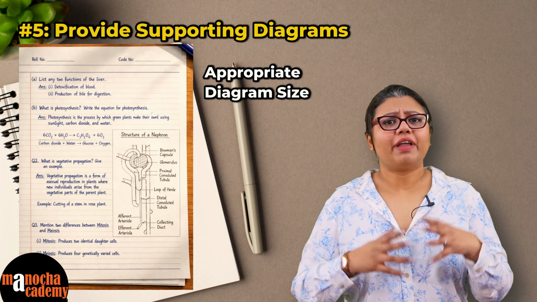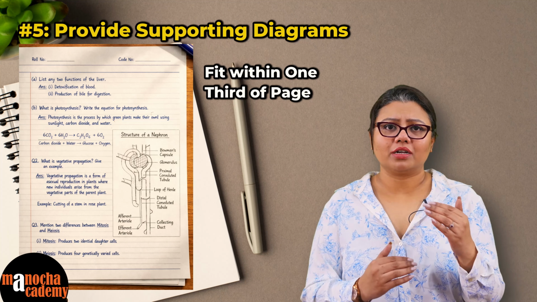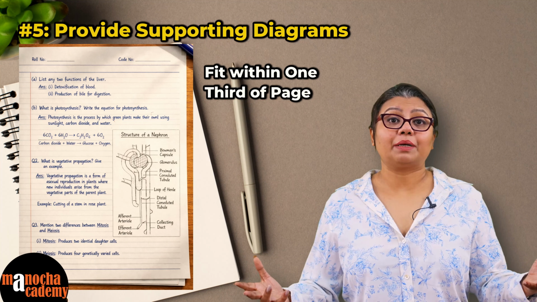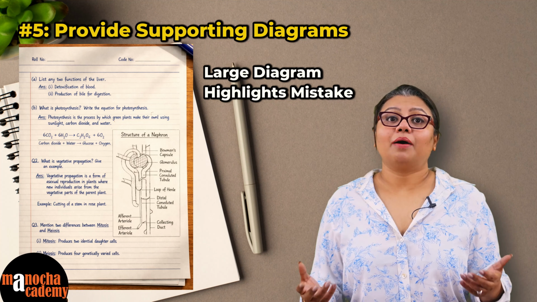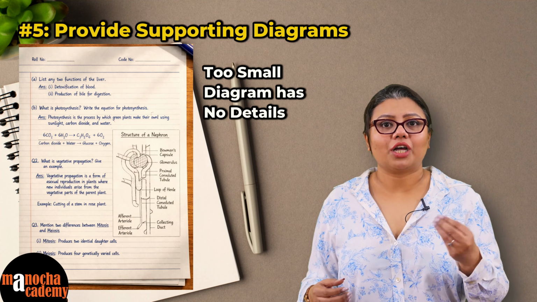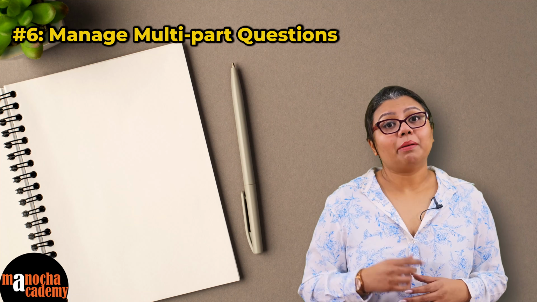Do not draw very big or very small diagrams. Your diagrams should fit within 1/3 of the answer script that you're given. Do not draw a big diagram, because a blown up diagram highlights your mistakes, flaws in the diagram, and a very small diagram does not even give a chance or makes it look so small that you cannot put in more details in it.